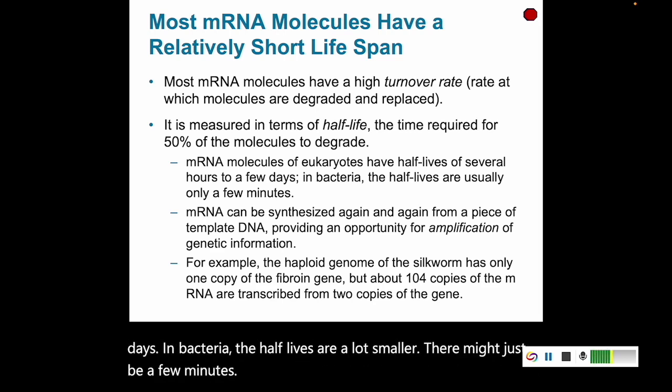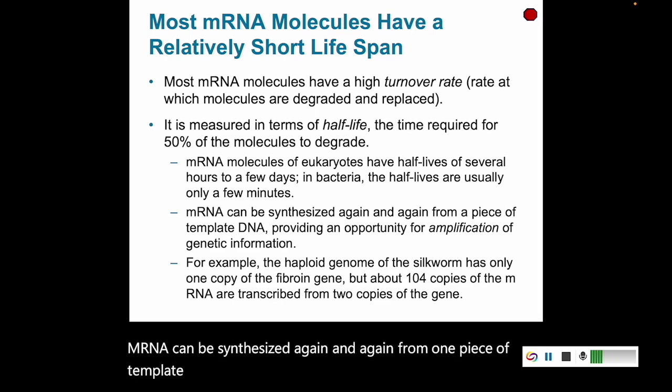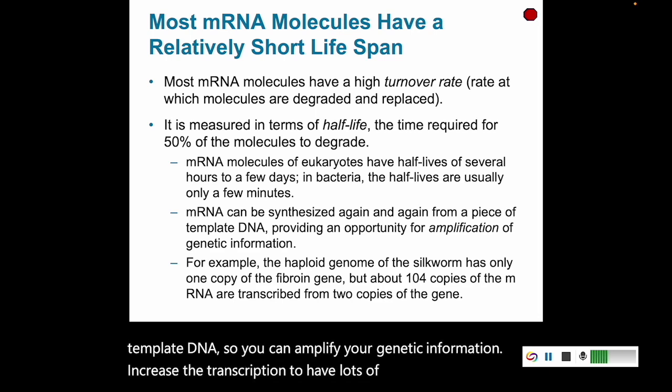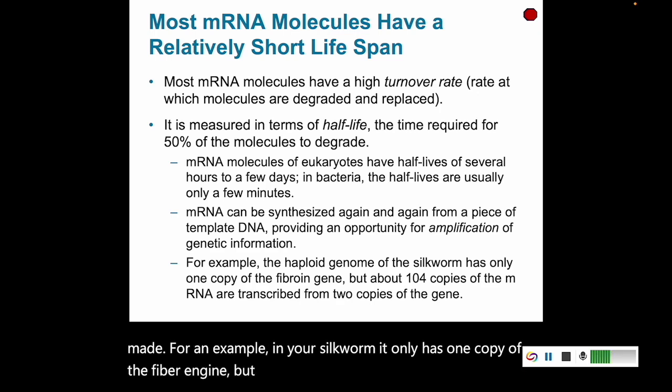mRNA can be synthesized again and again from one piece of template DNA. So you can amplify your genetic information, increasing the transcription to have lots of copies of RNA being made. For an example, the silkworm only has one copy of the fibroin gene, but you can make up to 10^4 copies of the mRNA from that gene.